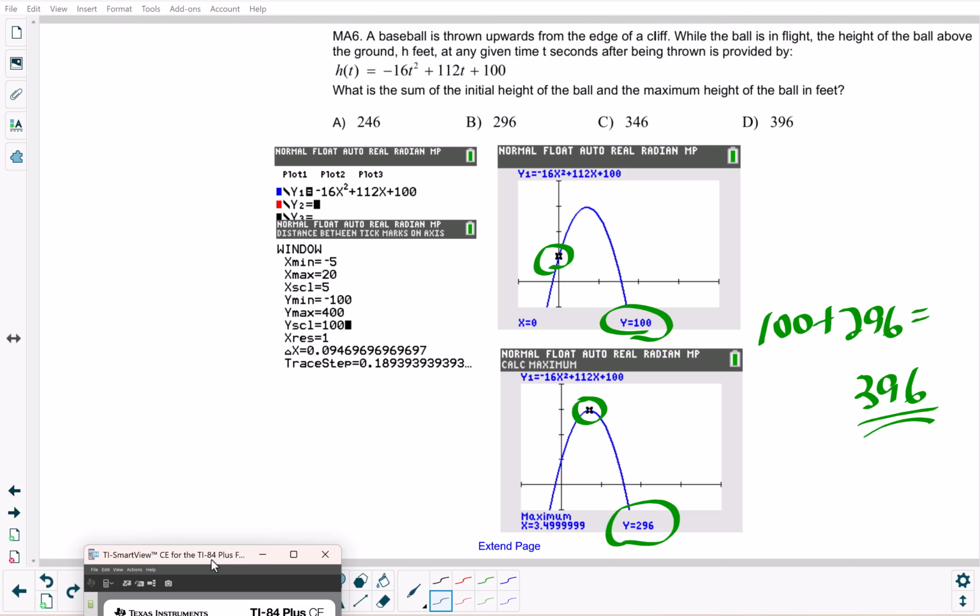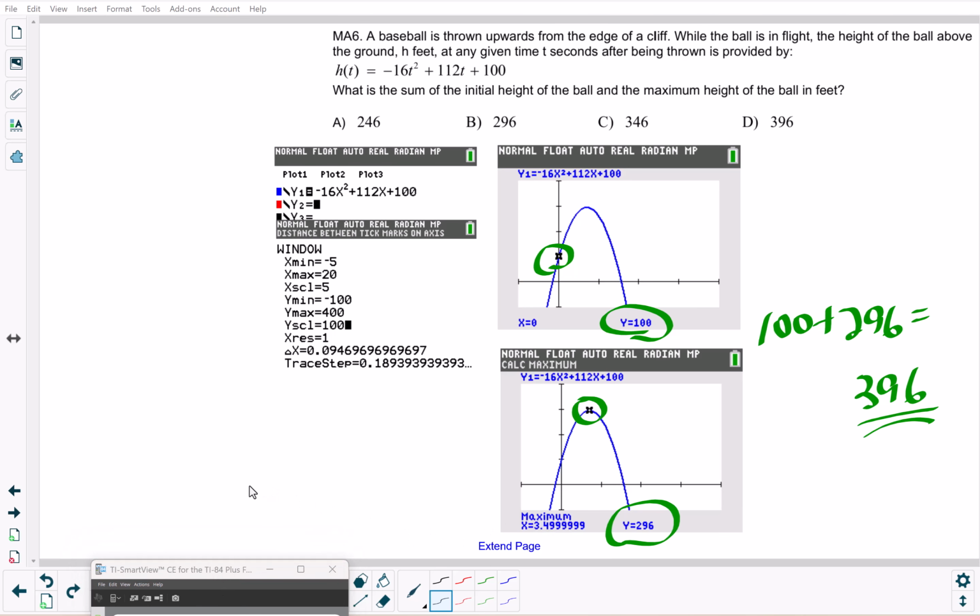Here are those windows or screenshots so that you can reproduce this if you need to. Pause as needed.